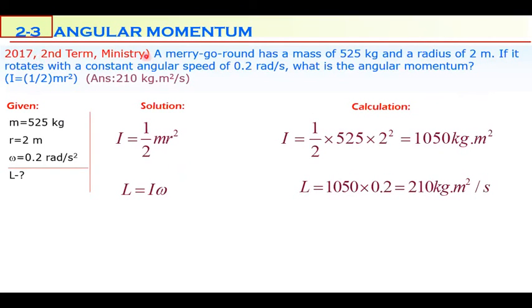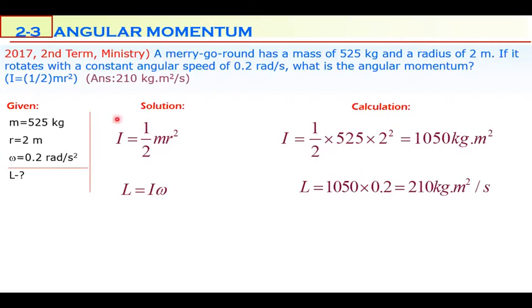2017 second term ministry exam question. A merry-go-round has a mass of 525 kilograms, and the radius of this merry-go-round is 2 meters. If it rotates with a constant angular speed of 0.2 radian per second, not squared, which is omega, what is the angular momentum? Angular momentum is calculated by I times omega, but we don't know I. First, you should calculate I, and this equation is given in the ministry exam.